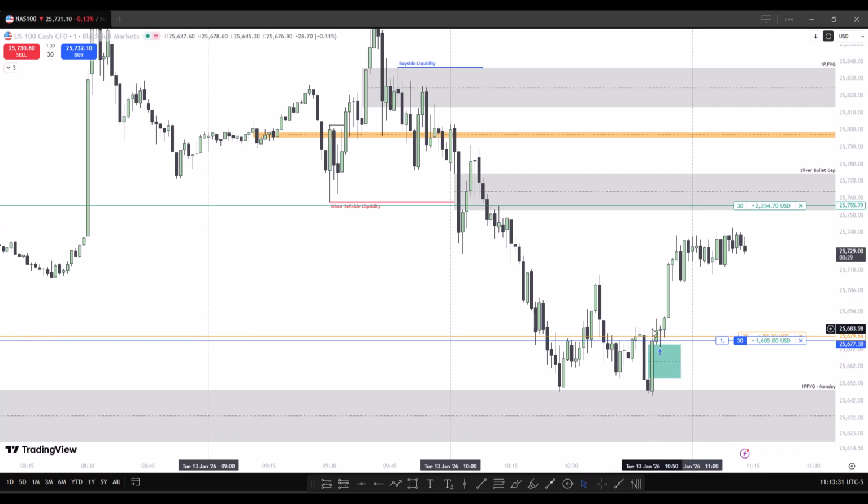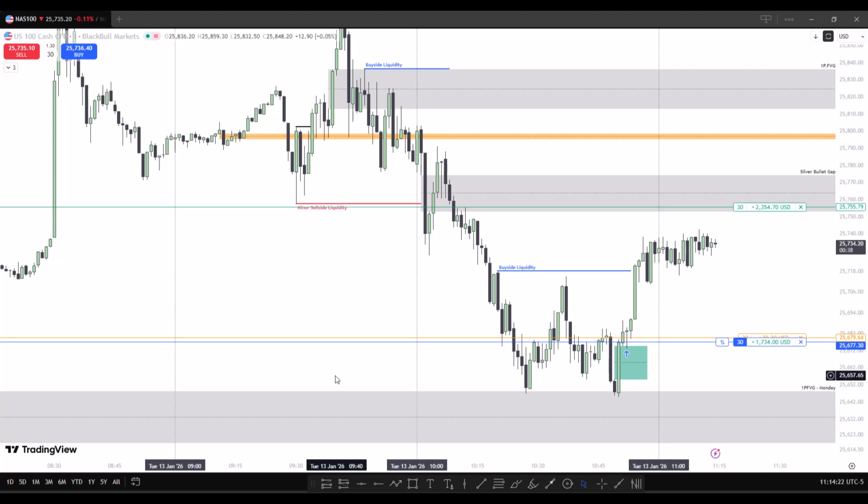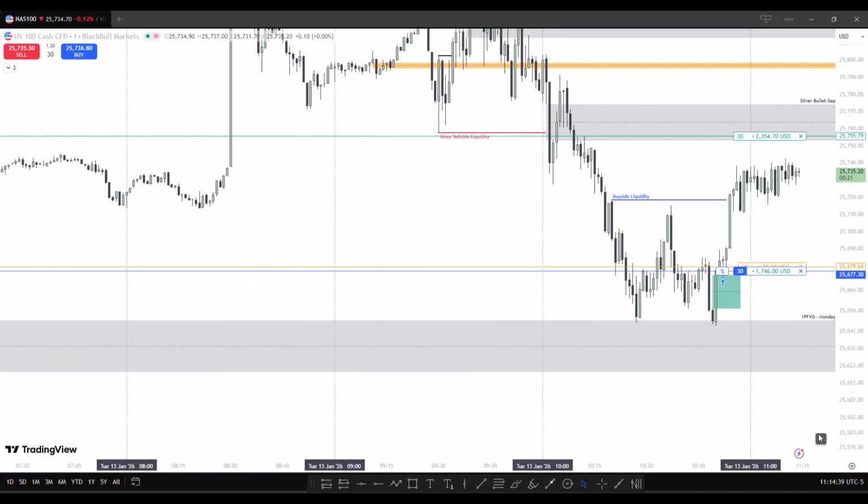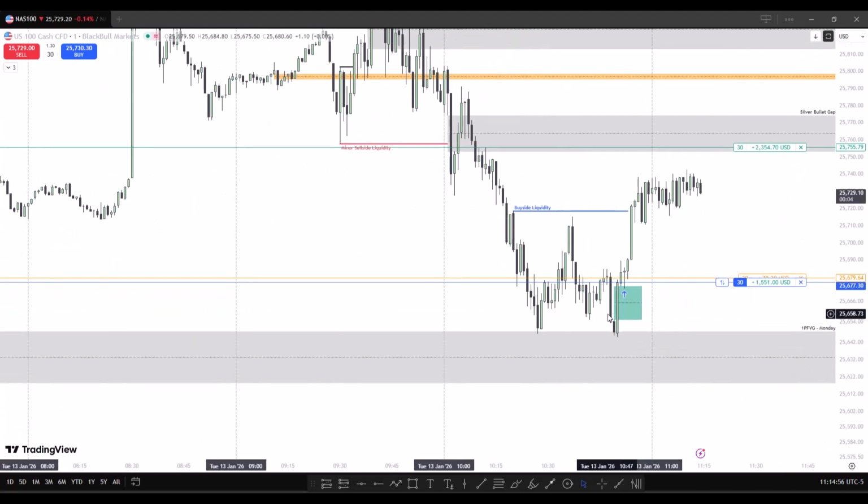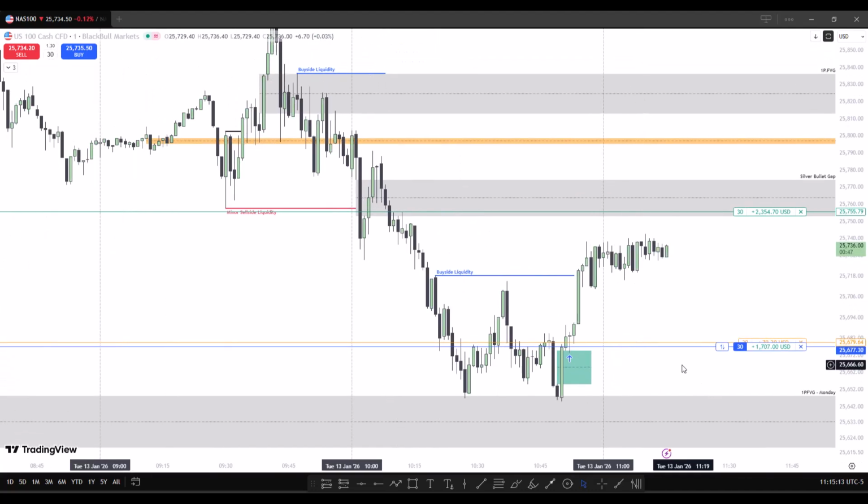So in this case, I saw this accumulation and I decided to take partial. I took half of my position off the table just so I can secure some profit in case price reverses on me. And it was all based on this idea of accumulation, okay? But ultimately, I was expecting that it will deliver to the silver bullet gap, and that was my final target.